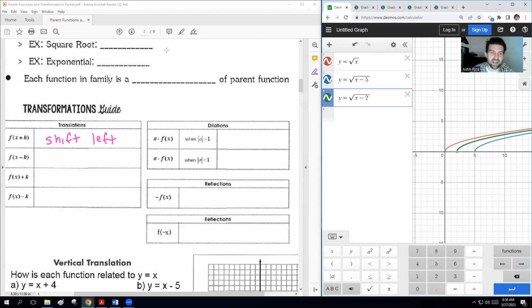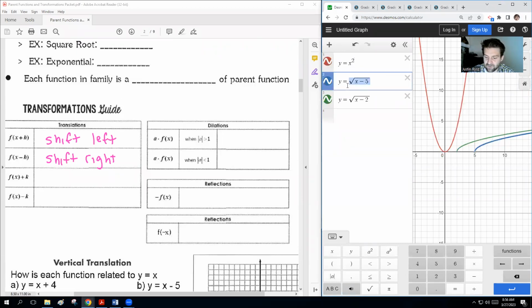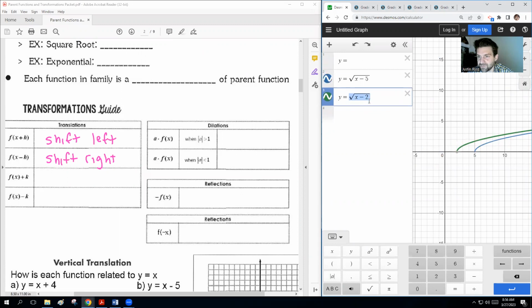So if we add a number inside of a function, it goes to the left. If we subtract, it goes to the right. And you can see it does the same thing with any type of function. We have y equals x squared. Now inside the function would be like x plus 5, squared. You can see it's the same graph, just moved over to the left 5. So inside, same thing. Do some Control Z. Let's go back to the square root.